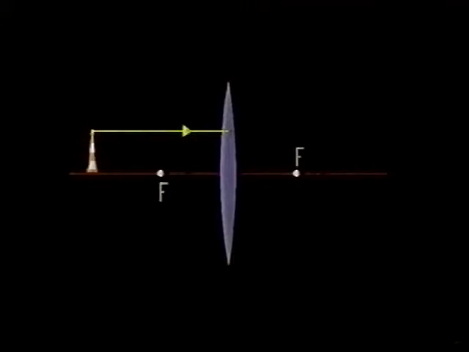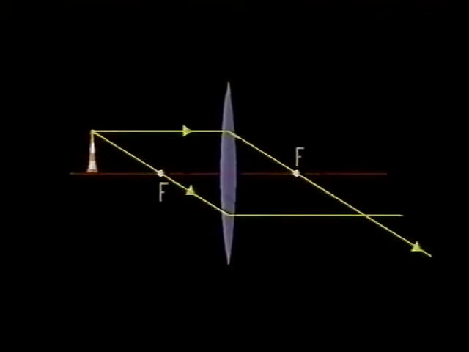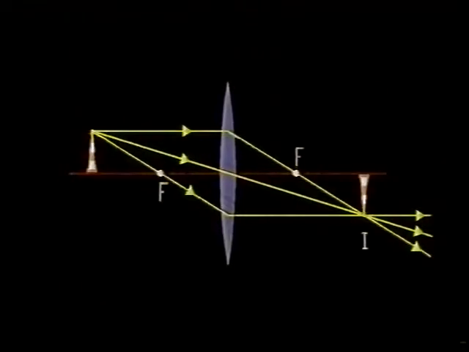First, a ray parallel to the axis. This is refracted through the focal point. Then a ray through the other focal point, and this is refracted parallel to the principal axis. Finally, a ray through the center of the lens, and this passes on undeviated. You'll see that after refraction, they all pass through the same point. And so this must mark the tip of the image I. And so we've located the position of the whole image.